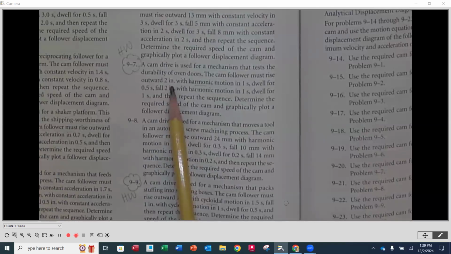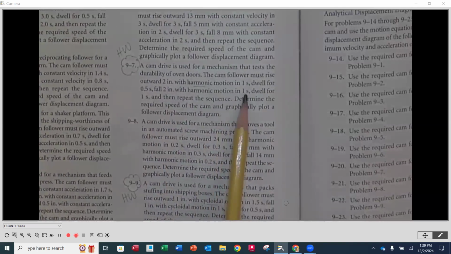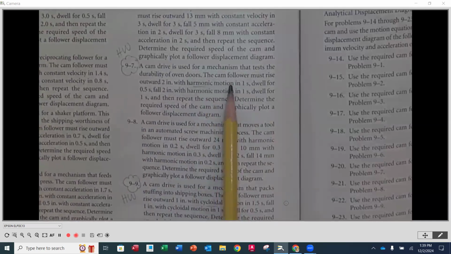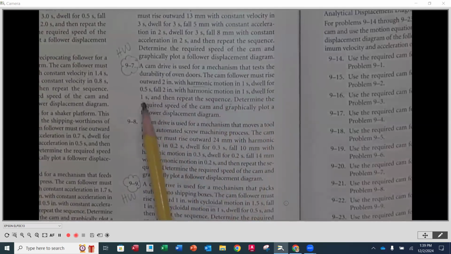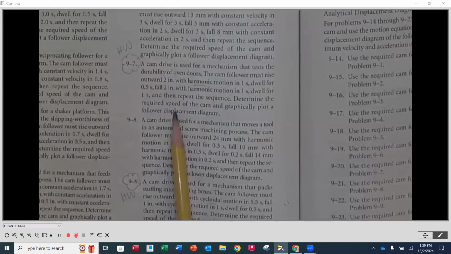9.7 is you have a cam drive used as a mechanism that tests the durability of oven doors. The cam follower must rise outward 2 inches with harmonic motion in 1 second. It's going to then dwell for a half a second, and then it's going to fall the full 2 inches using harmonic motion again in 1 second. Then it's going to dwell for another second and then repeat the sequence. So in this case, there are 4 steps, including both dwells and both the rise and the fall. And then it says, determine the required speed of the cam, that's going to be the W of the cam, and graphically plot the follower displacement diagram.